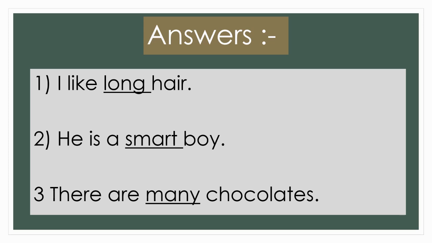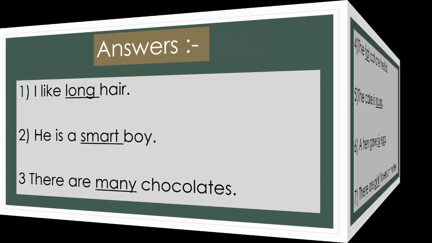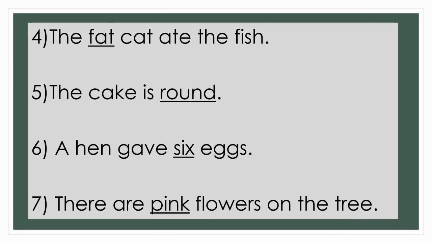And the third sentence is there are many chocolates. Here the adjective is many as it is telling us more about the noun chocolates. The fourth sentence is the fat cat ate the fish. Here fat is an adjective as it is describing the noun cat. It is telling us about the size of the cat.